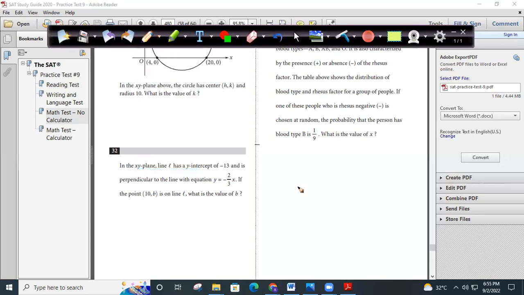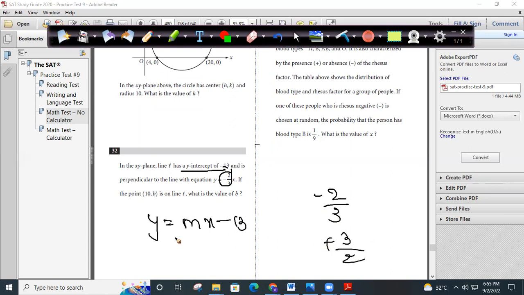Those who are struggling to solve, just see how simple this is. Line L has a y-intercept of -13 and is perpendicular to the line with the slope -2/3. So y is equal to mx plus c. Y-intercept is -13, perpendicular to -2/3. So reciprocal and negative: minus of minus is plus 3/2. Find the equation: y is equal to 3/2 x minus 13. Y or f of x both mean the same.